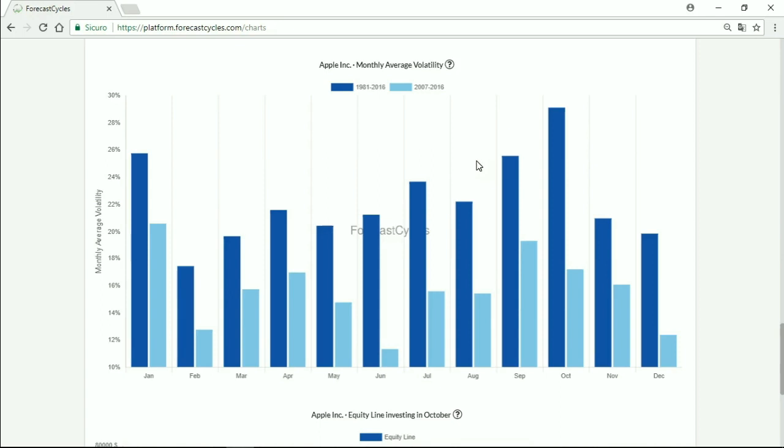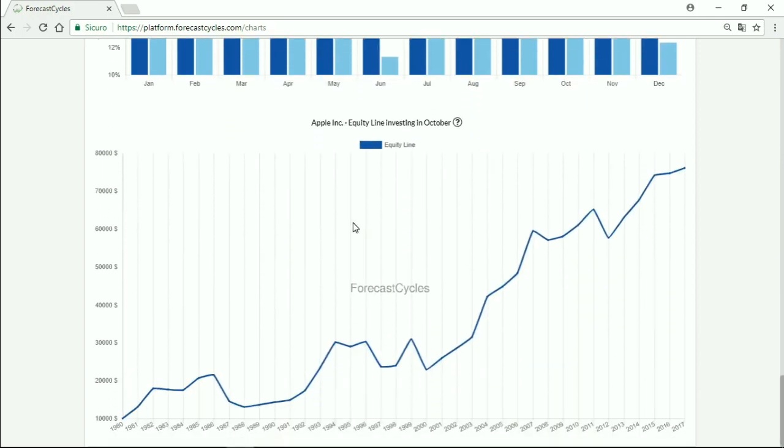The equity line chart shows the result of investing in the selected financial symbol in the whole history in the current month. This equity line shows the result of investing in Apple since 1981 each October of each year by buying Apple stocks the first day of October and selling them the 31st of October of the same year.